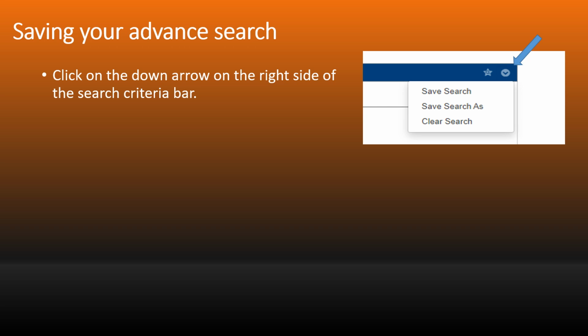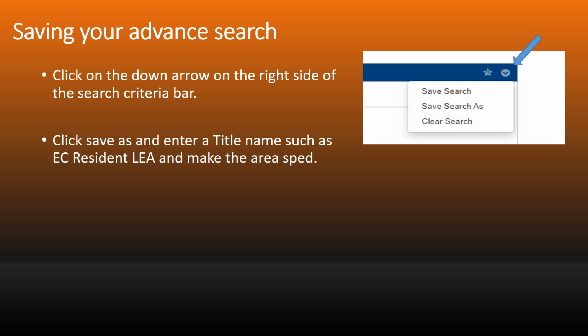When you create an advanced search, you have the option to save it for later use. Click on the down arrow on the right side of the search criteria bar as seen in the picture. Click Save As and enter a title name such as EC Resident LEA and make the area Special Education.